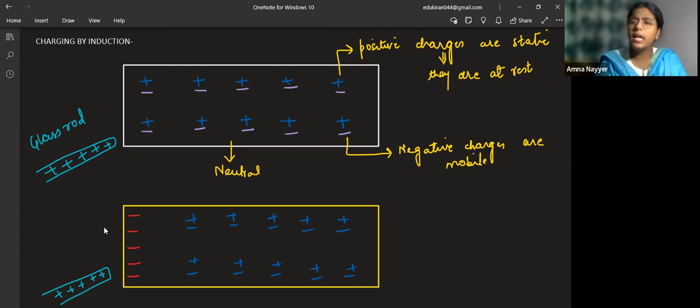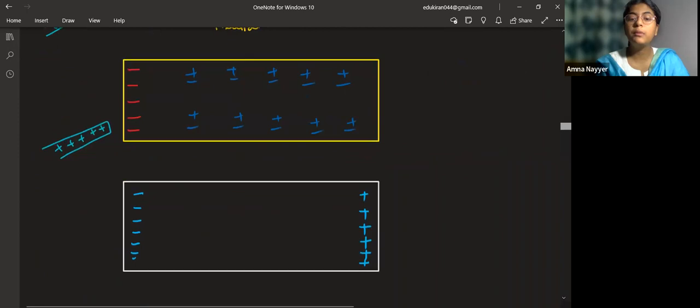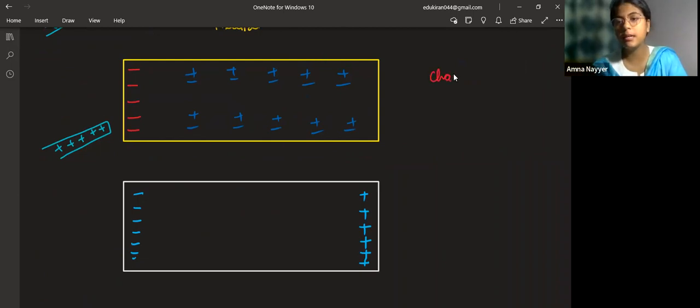If you bring a negatively charged rod, all the positive charges will come. So ultimately, at the last, what will happen? You can clearly see a demarcation between positive and negative charges, right? One more thing, class, about this concept of charging by induction.